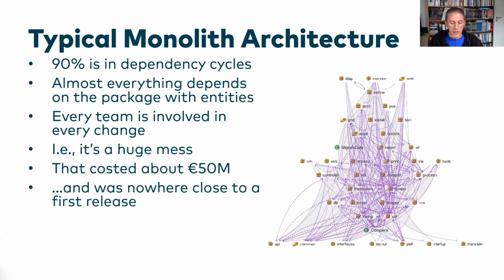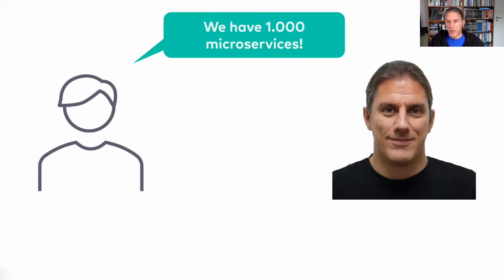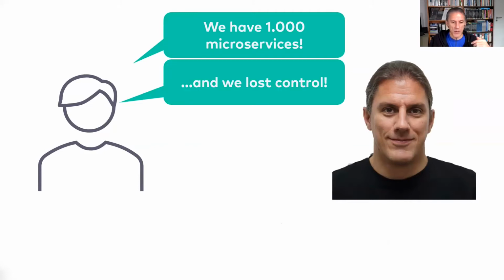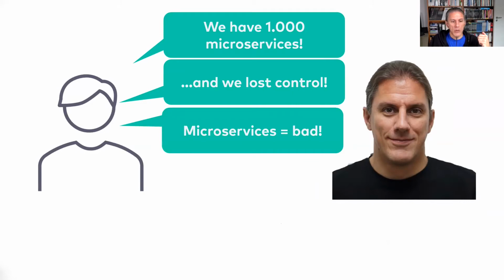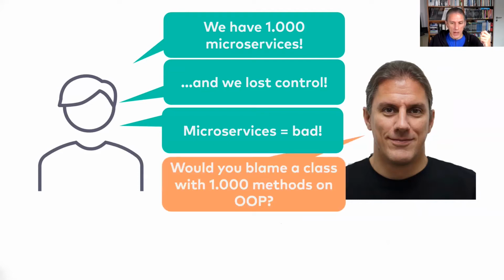So I would argue that the monolithic architecture also has drawbacks, and there are clear cases where there are huge challenges, as well as in the microservices space. And if you think about it, when someone comes to me and says, okay, we have 1,000 microservices and we lost control, like in the Netflix case, and they later on say, well, you know, and that is why microservices are a bad idea. Well, I don't know. If I would show you a class with 1,000 methods, would you say that object-oriented programming is a bad idea?